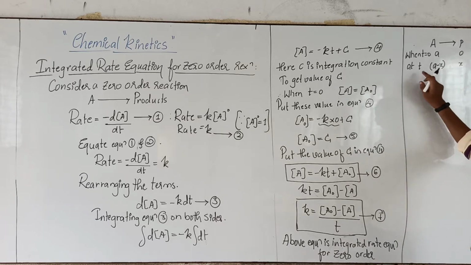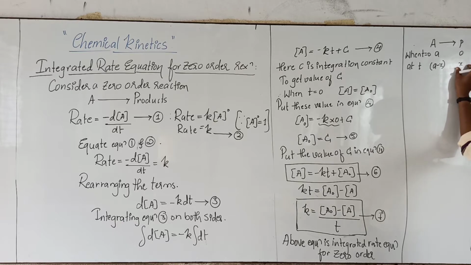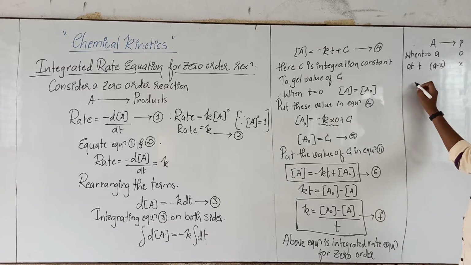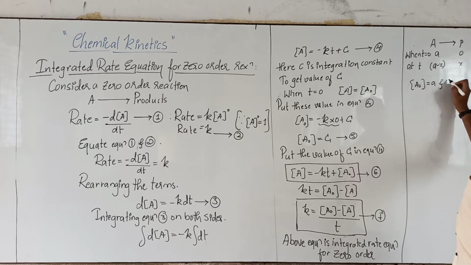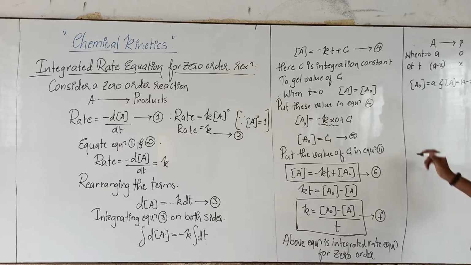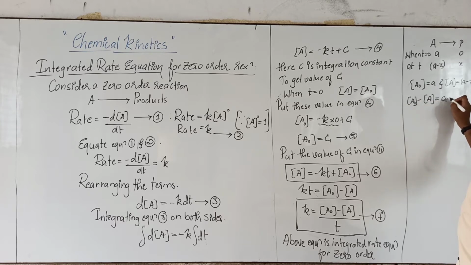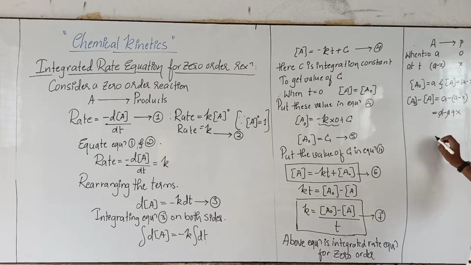What does this mean? X amount of product is formed, meaning this much amount has been taken from the reactant, so it will become A minus X and X. Now here I can write A naught is equal to A and A is equal to A minus X. Then A naught minus A is A minus of A minus X, so minus minus becomes plus. So A naught minus A is equal to X.